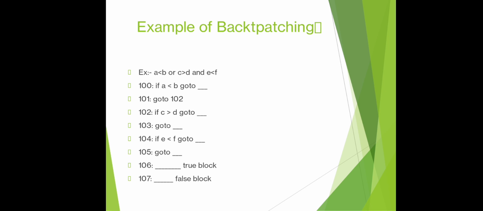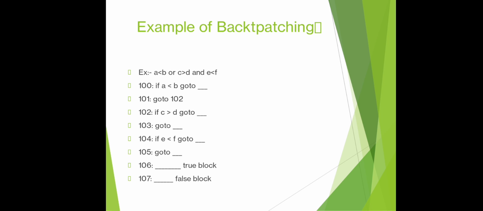First we write if a less than b goto; if the statement is true, we leave a blank space on the goto statement. So next we write goto 102. Next is if c greater than d; if this condition is true, we leave a blank space on the goto statement, and next we decide what the address will be at this place. Overall the process continues the same way. And 106 we can assume is the true block, and 107 we can assume is the false block.